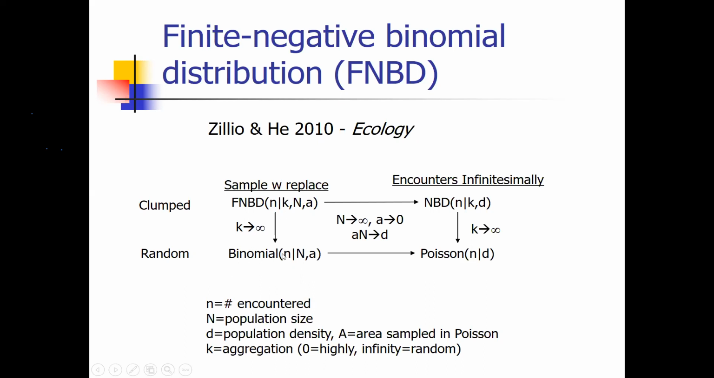Spatial randomness is represented by the binomial distribution. And the finite negative binomial distribution is, if you want to think of it conceptually, an intersection between the negative binomial distribution and the binomial distribution. So it converges to the binomial as the clumping parameter goes to infinity. As K gets closer to 0, things are more and more strongly clumped.